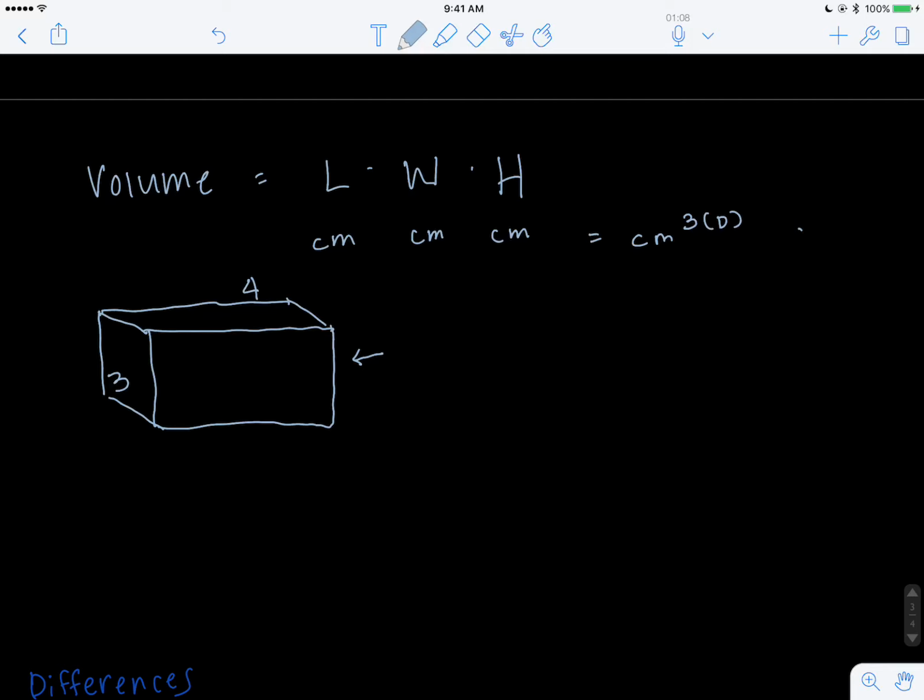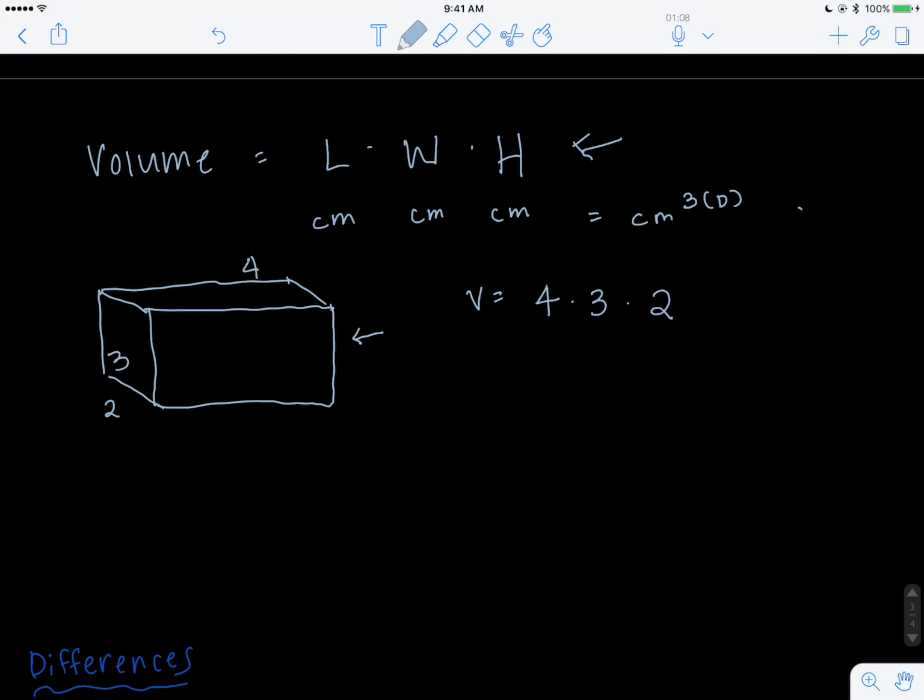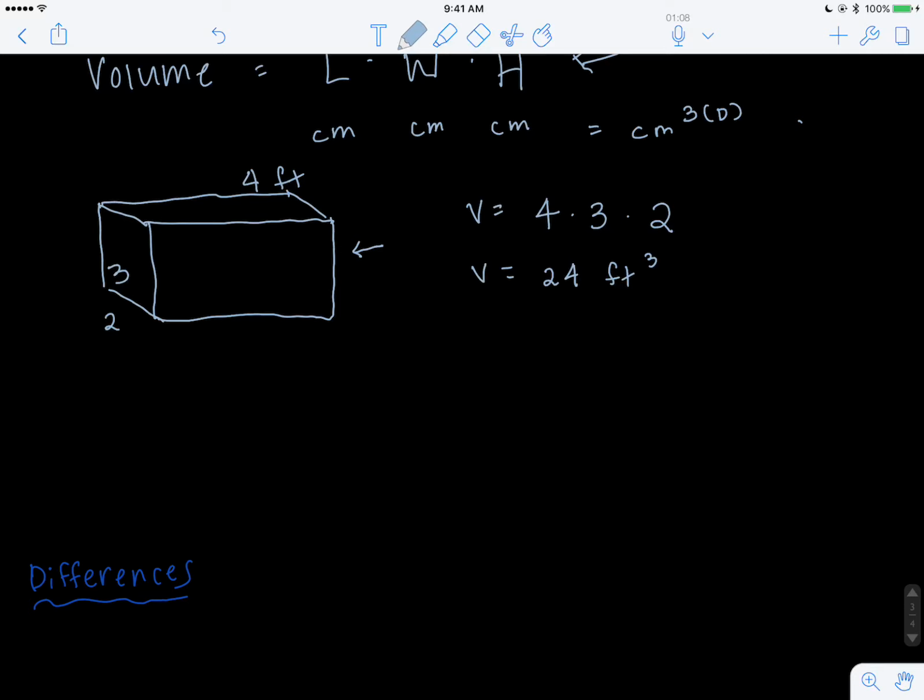And let's suppose that they stacked enough planes on top of each other that the depth is 2. By this formula, I'm going to say that the volume is equal to length times width times height. So the volume is equal to 24. And if this was in measurements of feet, like we said earlier, it would be feet cubed. A little bit harder of an example, but not too much.